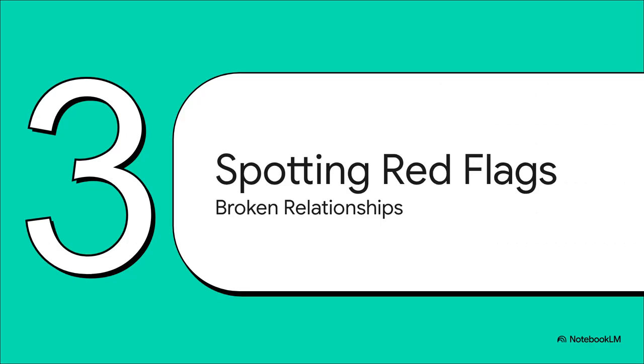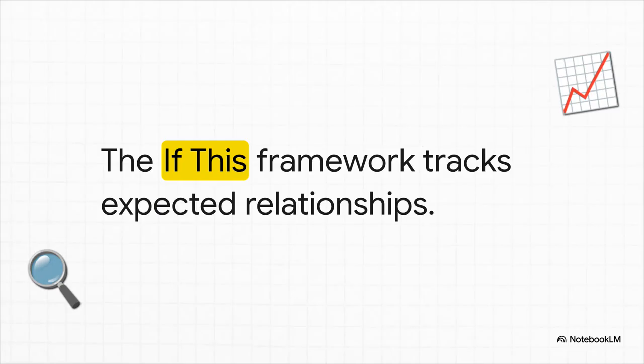All right, Section 3, Spotting Financial Red Flags. This is what happens when expected relationships break down. You see, financial statements have a predictable rhythm. It means if one specific account rises, we naturally expect a related account to rise along with it. We call this the if this then that framework.